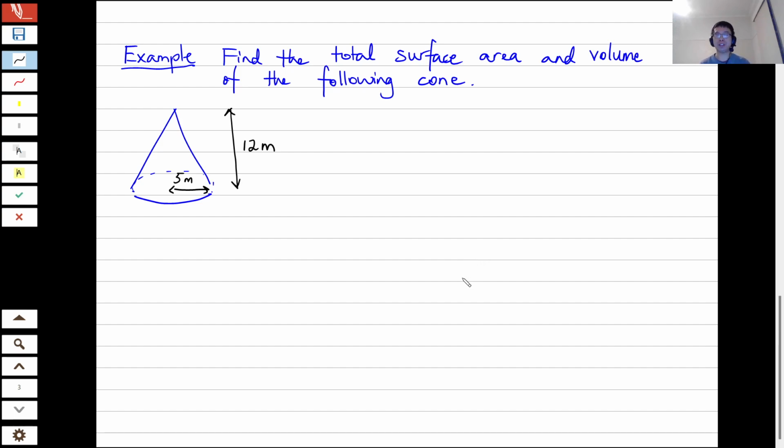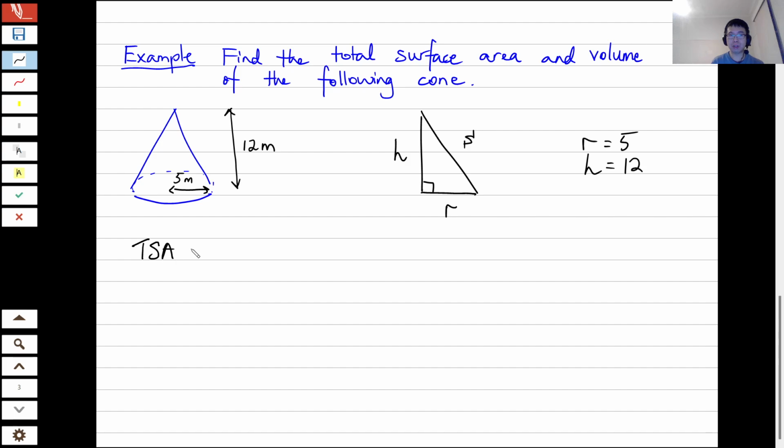This is actually identical to what you were given in the pretest. It's worth saying here that r equals 5 and h equals 12. And r, h, and s are related by this right-angled triangle, and we need to know this in order to find the total surface area, which is what we'll start with. So what's the total surface area? It is pi r squared plus pi rs.